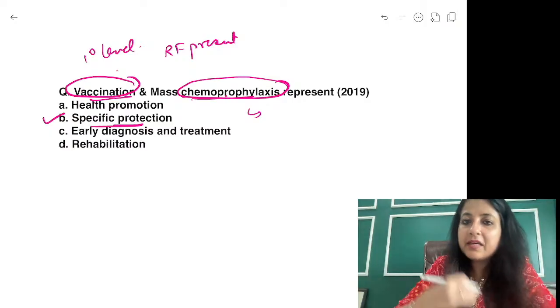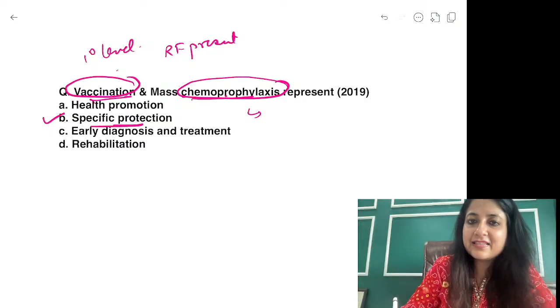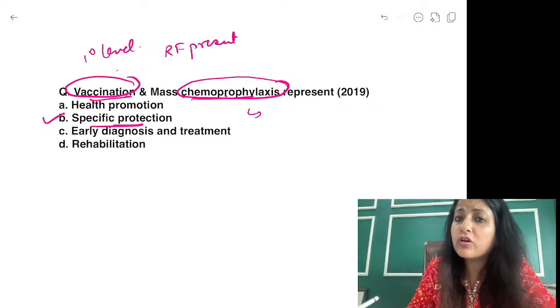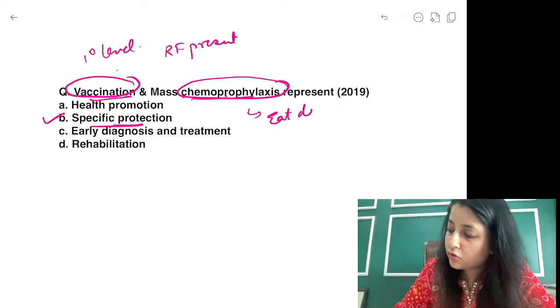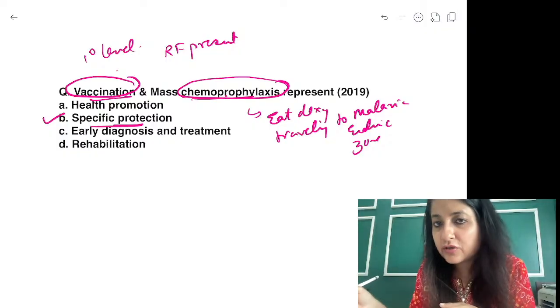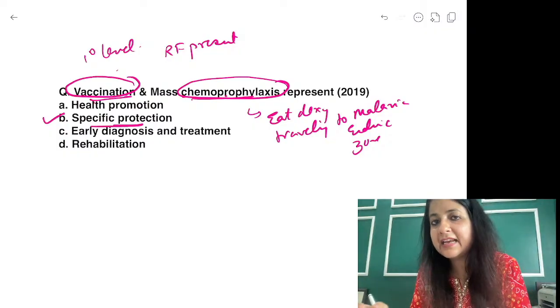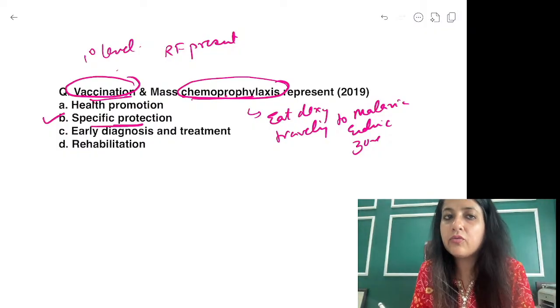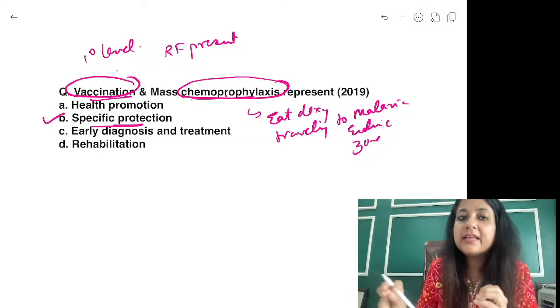Chemoprophylaxis. Now let's say I am traveling to a malaria endemic zone. I am going to Africa. For short term prophylaxis, less than 6 weeks travel, I will eat doxy and go. Okay. Traveling to malaria endemic zone. Right now I don't have malaria, but I am at risk of malaria because I'm going to a place where malaria is endemic, so I'm going to eat doxy and go. So that is again specific protection.